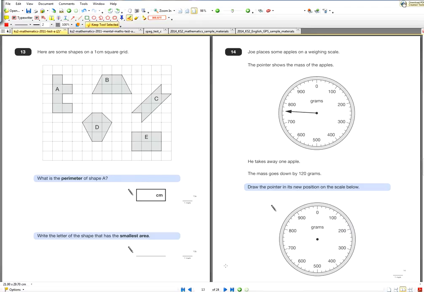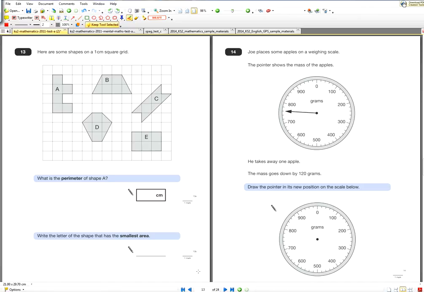Okay, here are some shapes on a 1 centimeter square grid. What is the perimeter of shape A? Now, first of all, put your hand up if you know what the word perimeter means. Let's have Zenith. Explain to us, the class, what is the word perimeter? The perimeter is the outside of the shape.